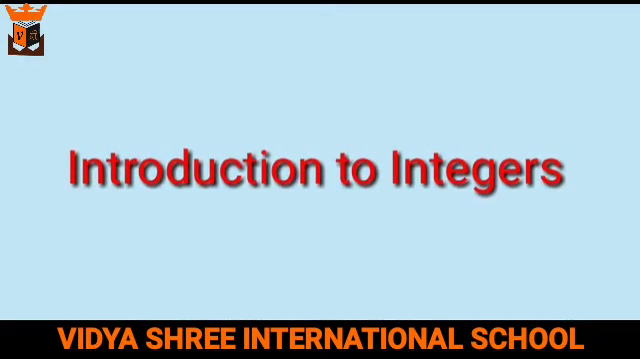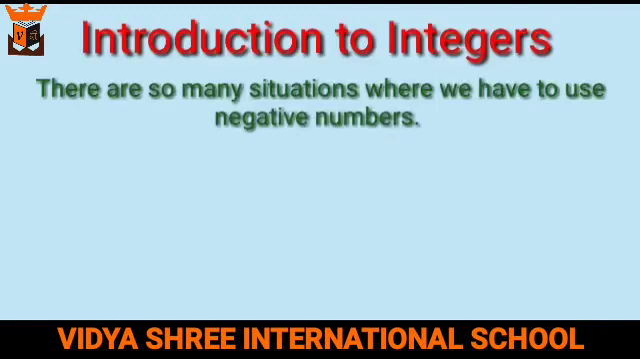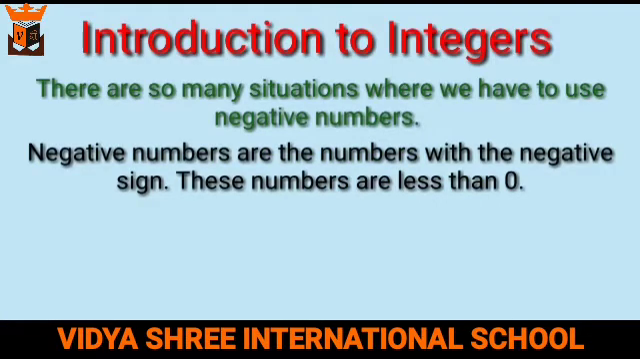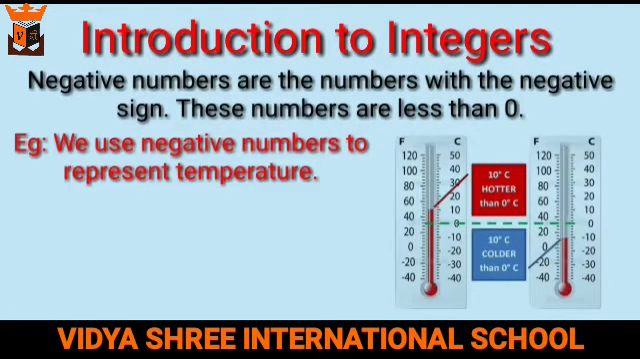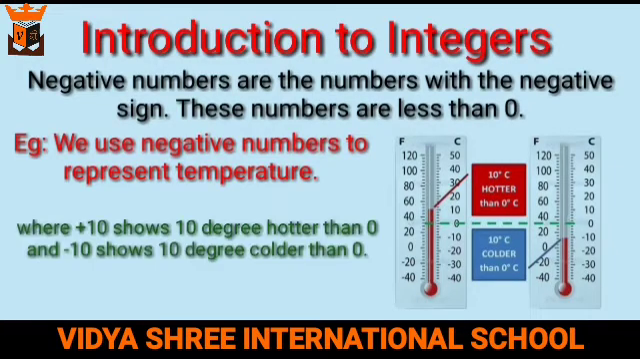So let us start. Introduction to integers. There are so many situations where we have to use negative numbers. Negative numbers are the numbers with the negative sign. These numbers are less than 0. For example, we use negative numbers to represent temperature, where plus 10 shows 10 degree hotter than 0 and minus 10 shows 10 degree colder than 0.